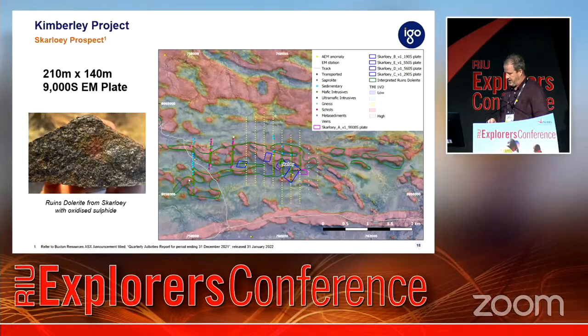And this is how we're going to systematically explore the Kimberley. We'll just continue generating targets, follow up with ground EM over areas that have anomalous surface geochem and rocks, and then move on.